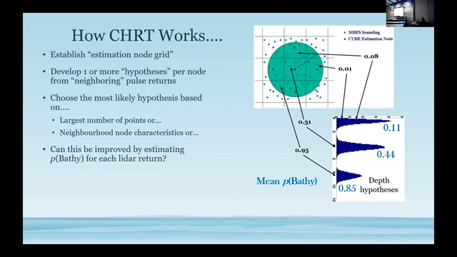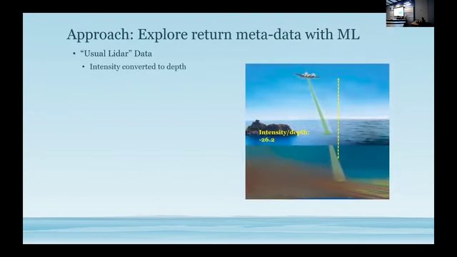So what I'm doing is really trying to use machine learning to add that extra piece of information so that when the decision is made to choose one of these as the true depth, we have better information. So the approach that I'm using is to explore return metadata with machine learning.